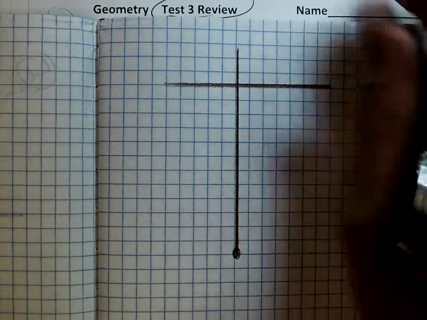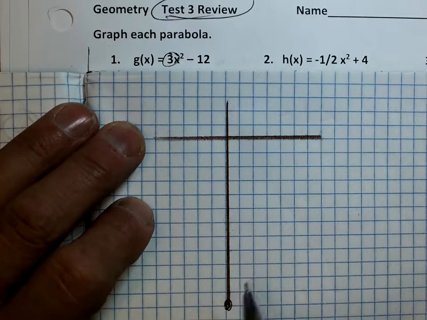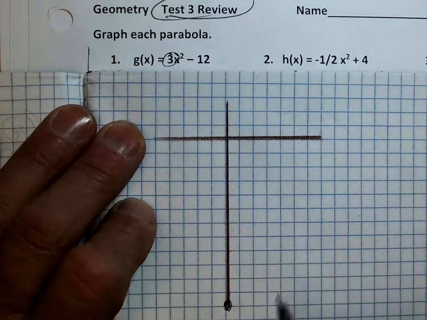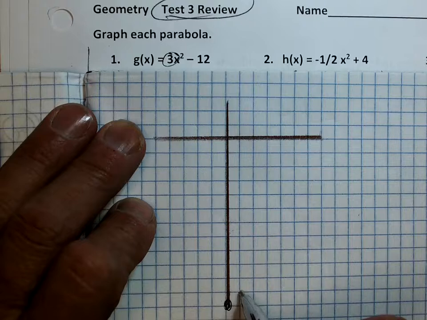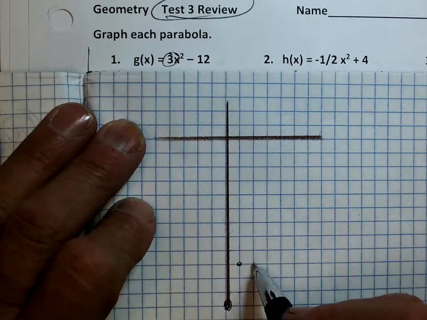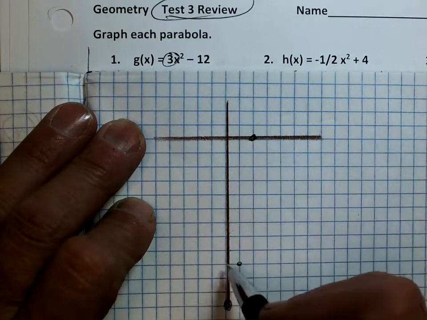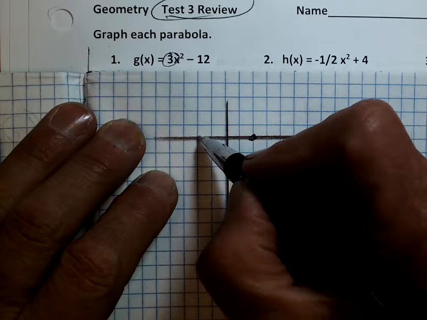And I know it is 3x squared minus 12. So instead of the 1, 1, I'm going to go 3 times as tall. Instead of 1, 1, I'm going to go 1, 1, 2, 3. Instead of going 2, 4, 1, 2, 3, 4, I'm going to go 3 times as 4, which puts me all the way up here to 12. And of course I'll have the same thing on the other side.